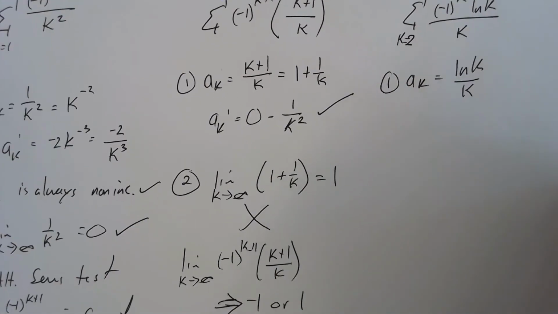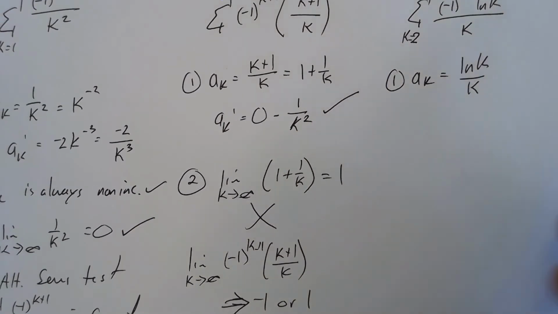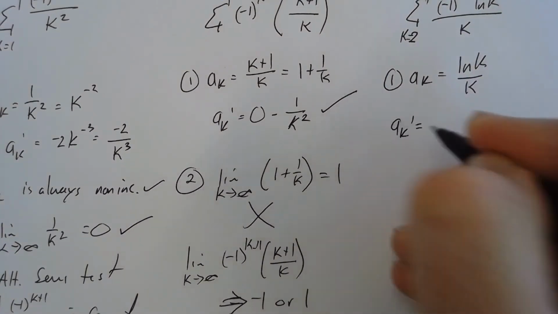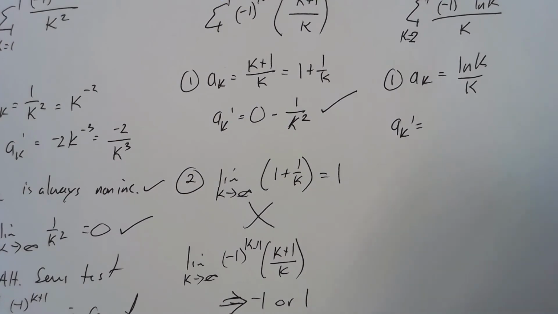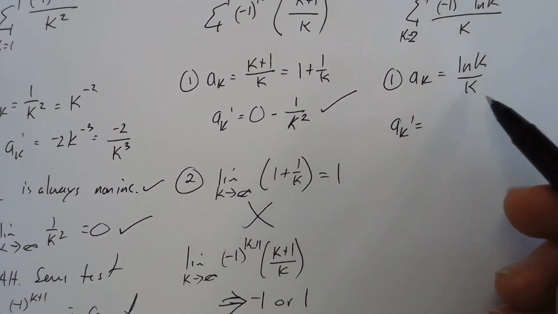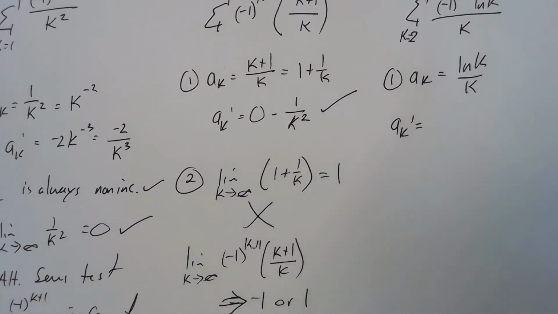So, with this, let us go ahead and take the derivative of this function and see what we can conclude. So a sub k prime is going to be equal to, well, this is going to get a little tricky because we're going to have to apply either the product rule by moving this k to the power of negative 1 to the top, or we're going to have to use the quotient rule. In this case, I'm going to just straight up use the quotient rule because I think it's going to be more efficient.